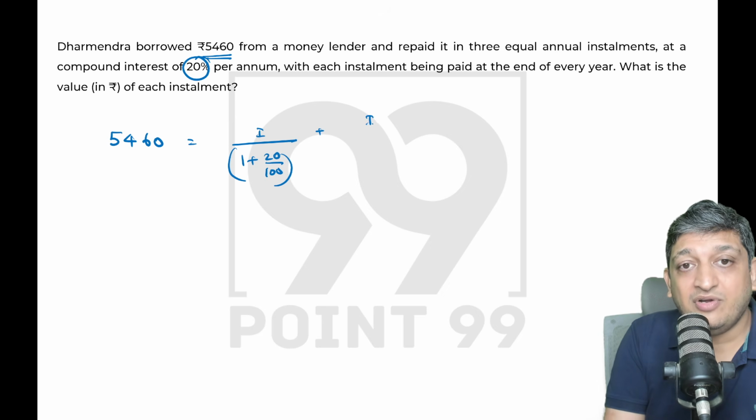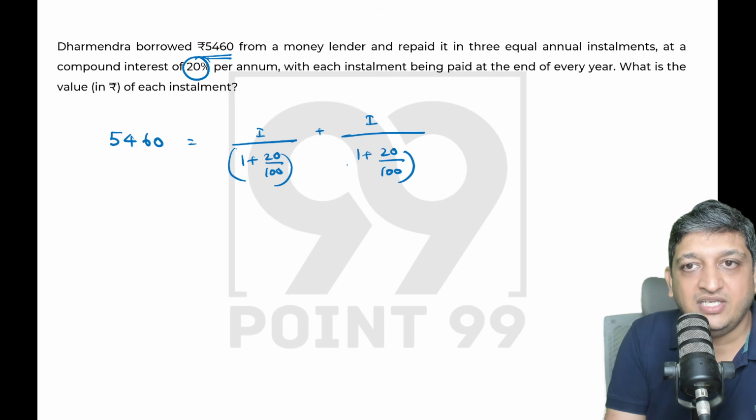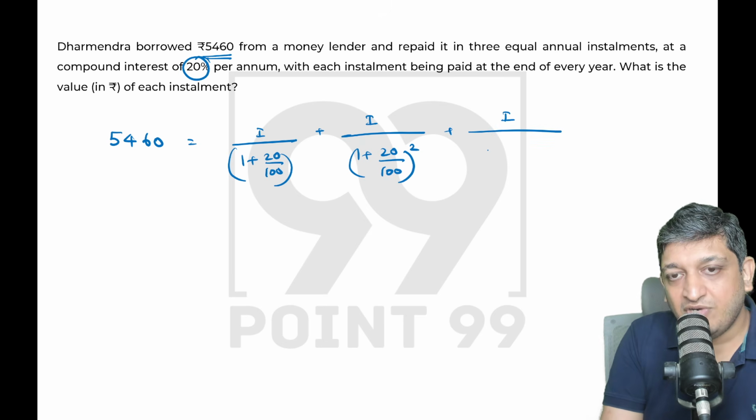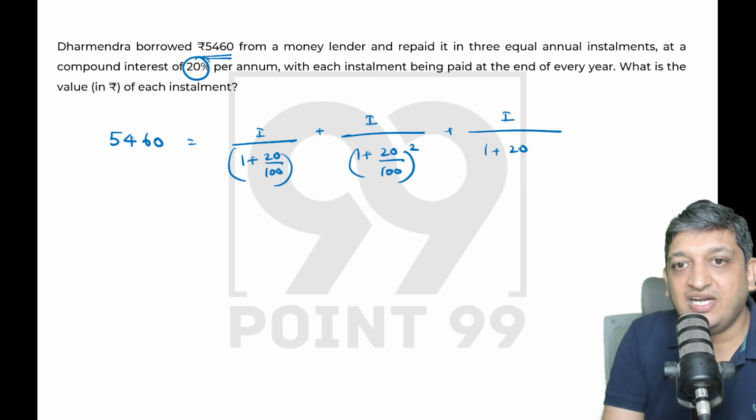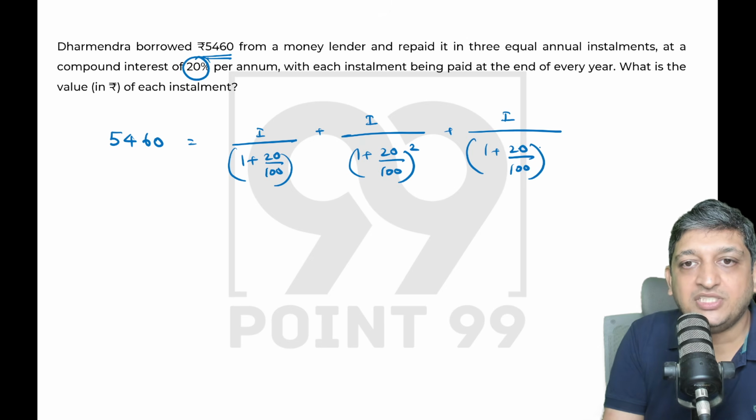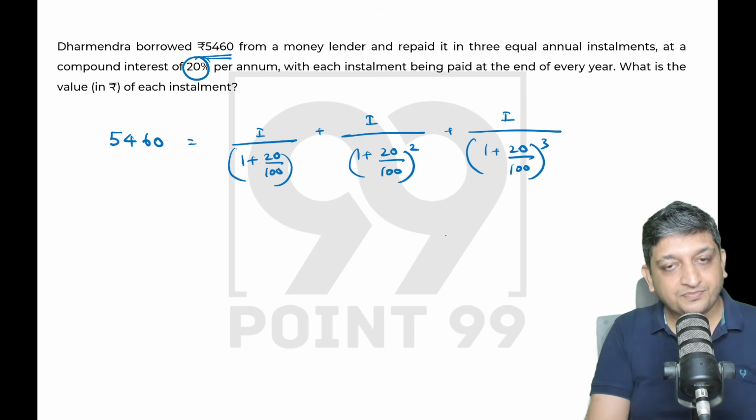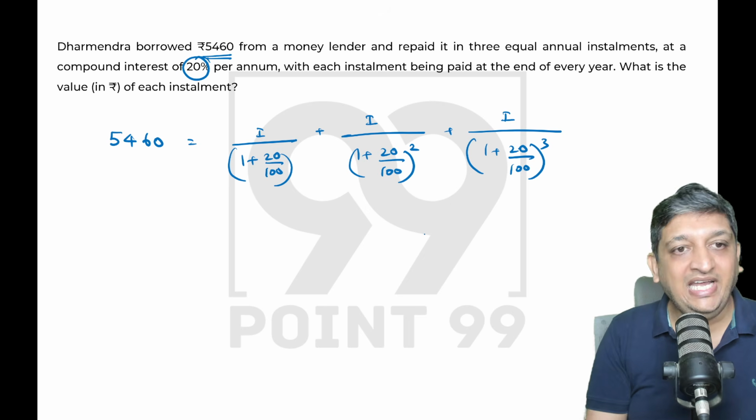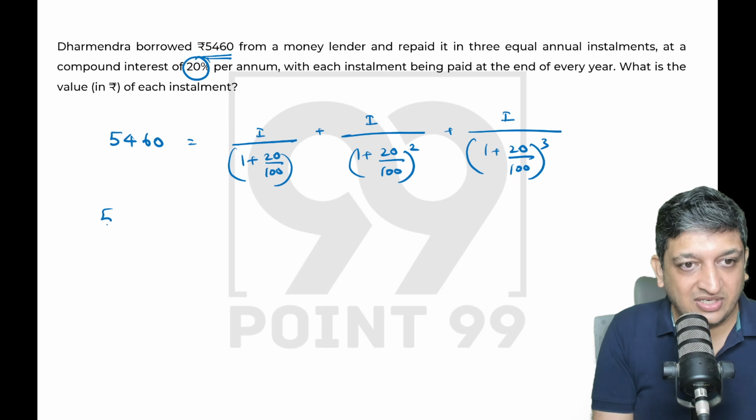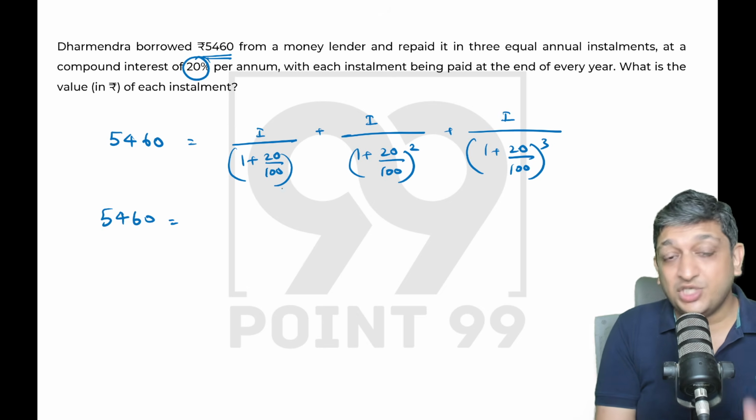In the second year, what would have happened? Again, he paid the same installment, divided by 1 plus 20 by 100 the whole square. And in the third year, what would have happened? He again would have paid an installment I, but its current value is divided by 1 plus 20 by 100 the whole cubed. Now you just have to find the value of I. It's very, very straightforward. So let's try this. 5,460 will be equal to what?